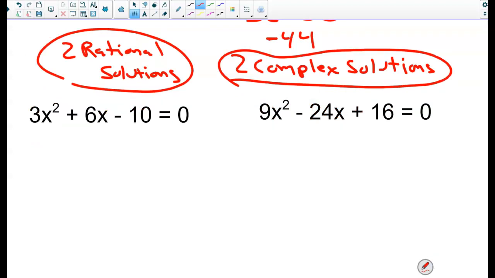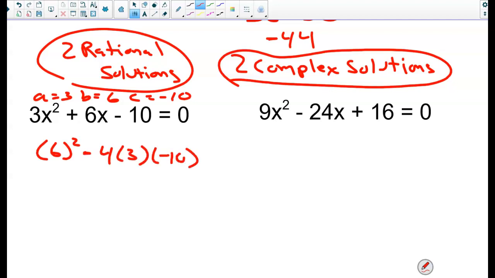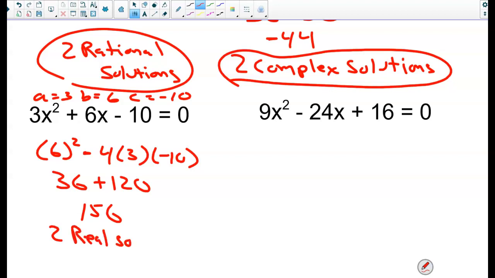As I come down here, my A equals 3, my B equals 6, and my C is a negative 10. We have 6 squared minus 4 times 3 times a negative 10. That's 36 plus 120, which adds up to 156. 156 is not a perfect square, but it is greater than 0, so it's two real solutions.